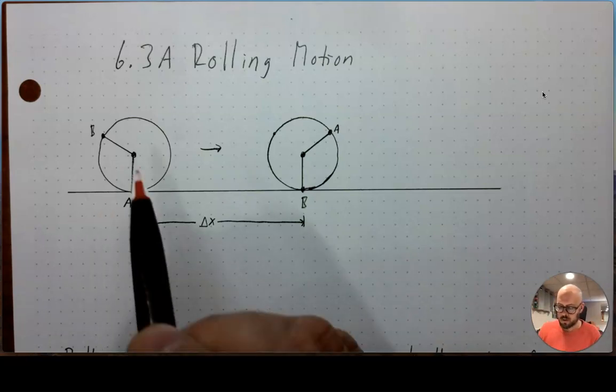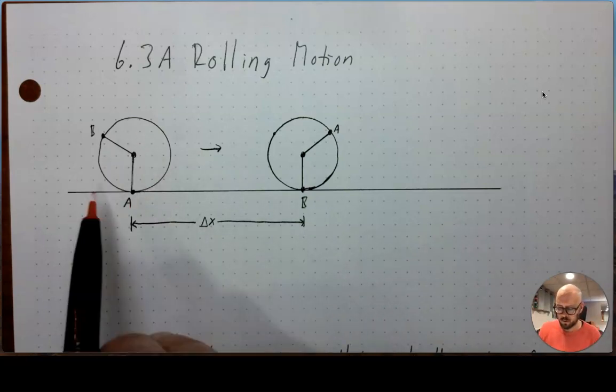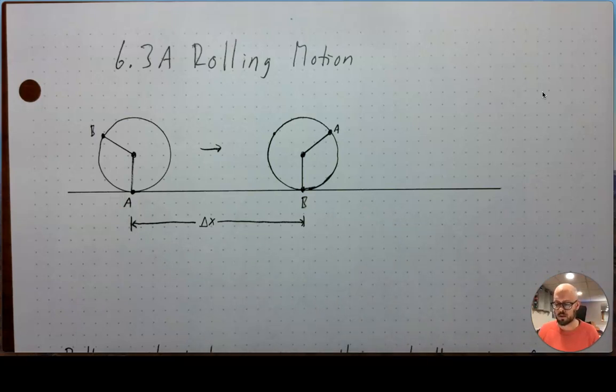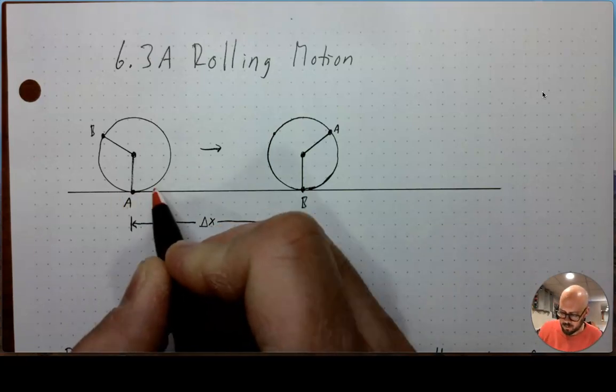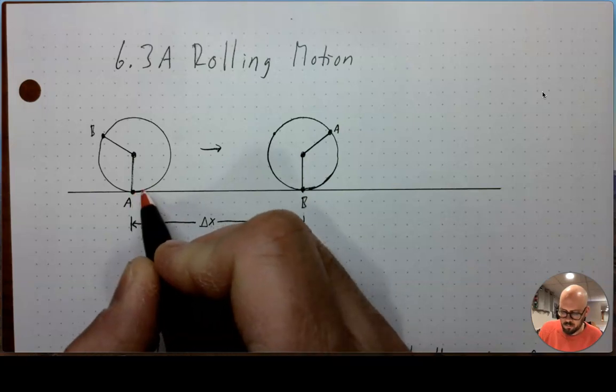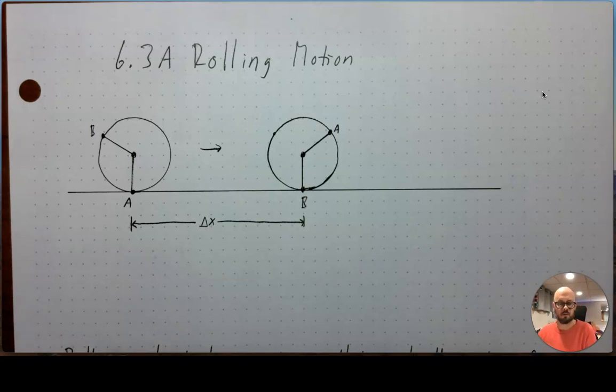What I have drawn is a wheel that is rolling along the ground, and we're going to assume that this wheel is moving and it's not slipping while it's moving. So every time the wheel turns, a new part of the wheel touches the ground, and that part is gripping the ground. And so it's not going to slip, and we're not going to introduce kinetic friction.